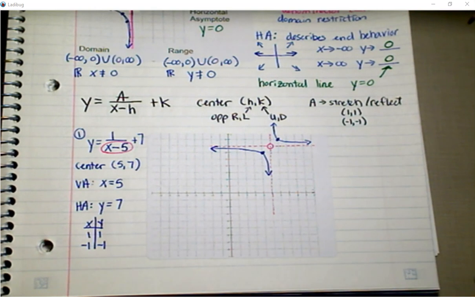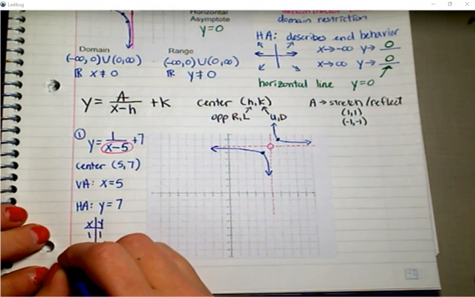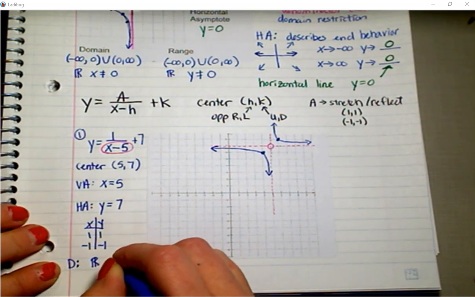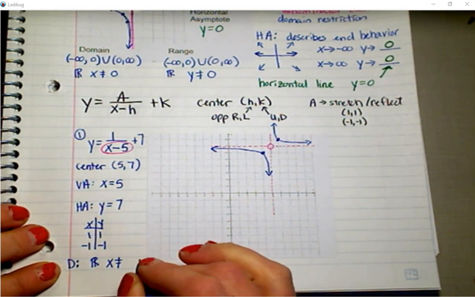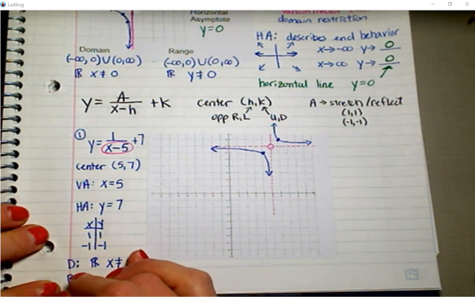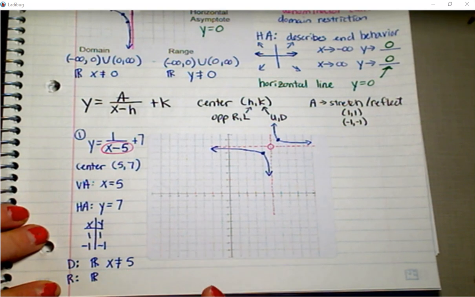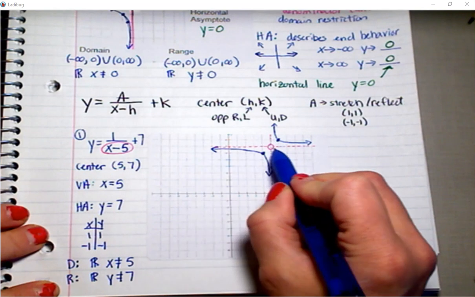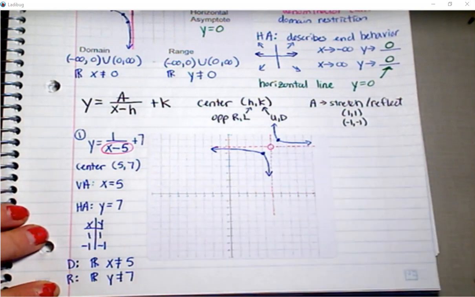Okay, and for kicks, we're going to do domain. I'm going to say all real numbers, x can't be 5. And then I'm going to do my range. All real numbers, y can't be 7, because look at my graph, I'm not touching it.